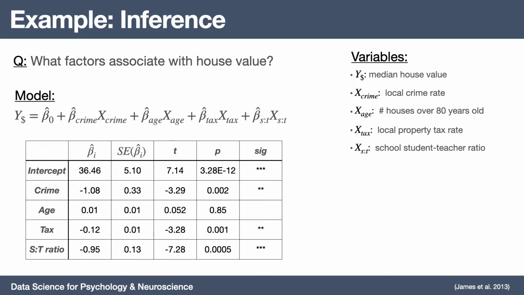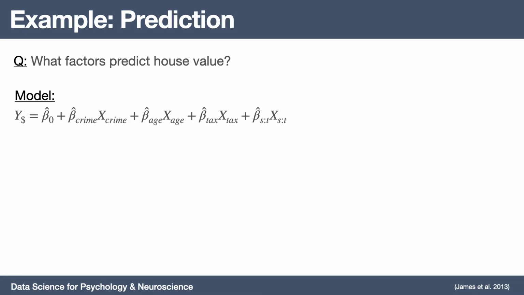And that's how we typically use inference in psychology and neuroscience. We just ask which terms are statistically associated with y, and we gain an inference. So here, we feel fairly confident that crime, tax, and student-teacher ratio are very important in determining house value, but the house age itself, at least using this measure, is not.